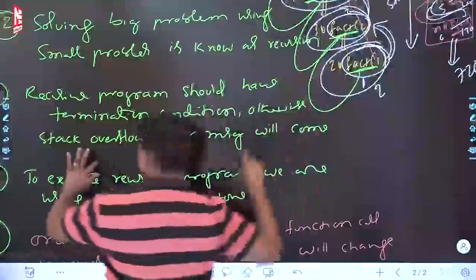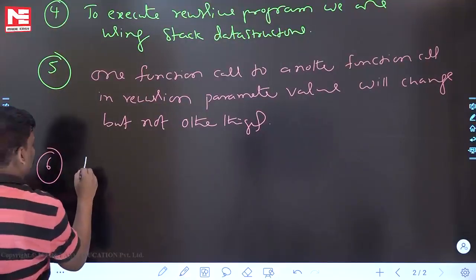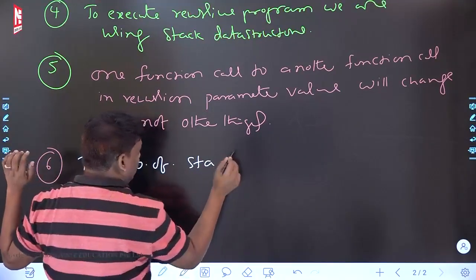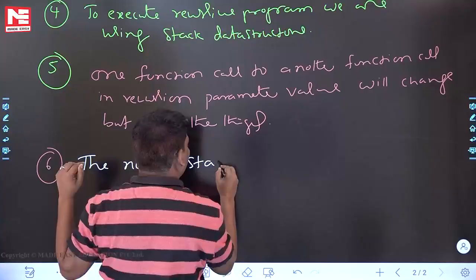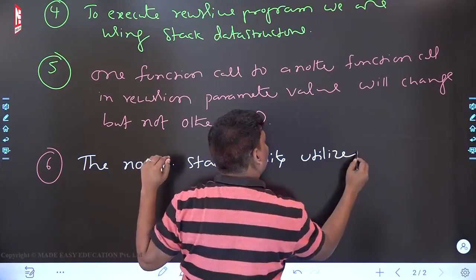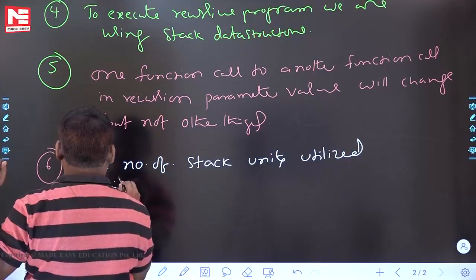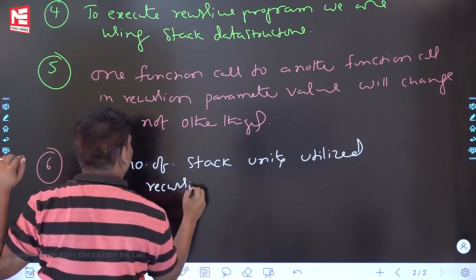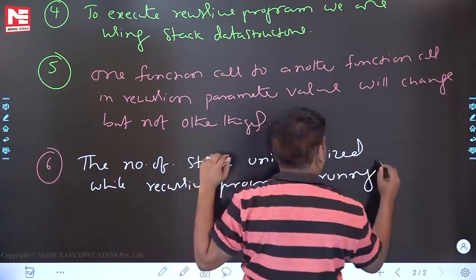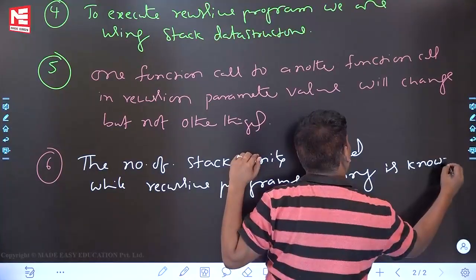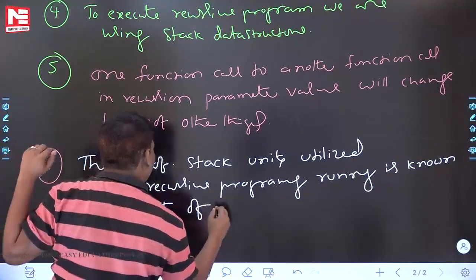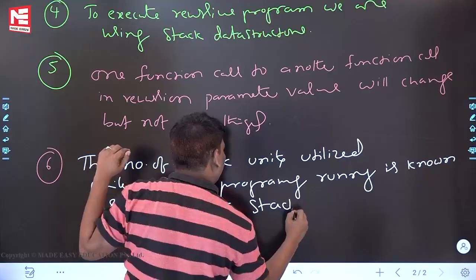Let me write now. 6th point. The number of stack units, not stacks, so one stack only, but that stack contains many units. The number of stack units utilized while recursive program is running is known as depth of the stack.